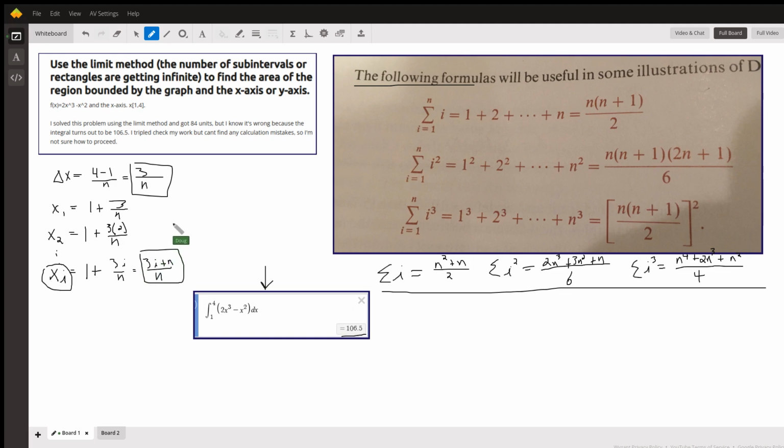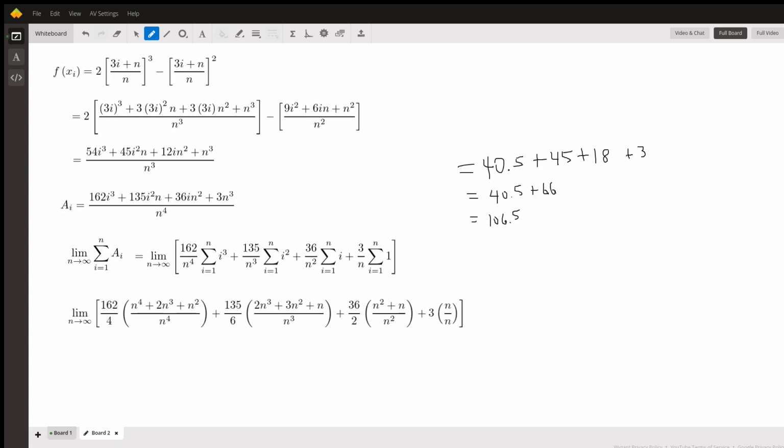So we're going to take that expression and substitute it into f of x to get the height of each subinterval. And that's what we have right here. F of x sub i, put that expression into the function, expand and simplify. So when we cube this binomial, we'll probably use the binomial theorem. (a plus b) cubed is a cubed plus 3a squared b plus 3ab squared plus b cubed. That's where all this came from. And over here we squared that binomial and squared the denominator.